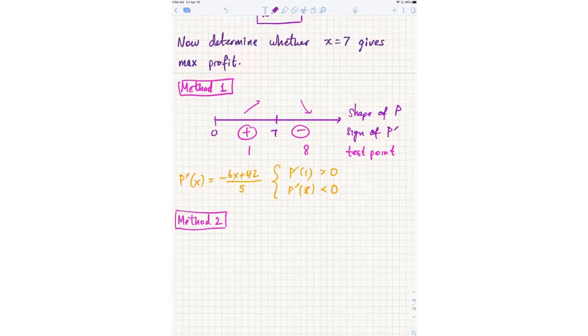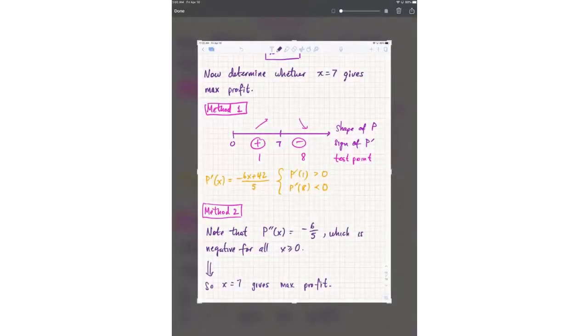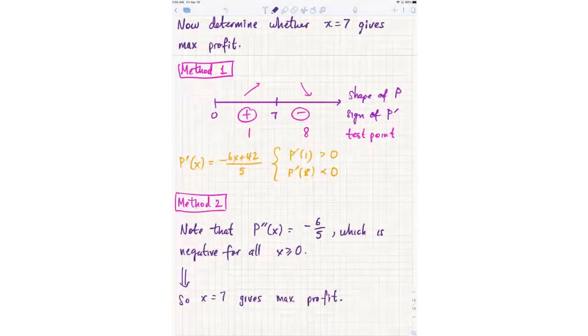So here's my first derivative. So my second derivative, note that P double prime of x is just negative 6 over 5, which is negative for all x greater than or equal to 0. So either of these two methods, we can conclude x equals 7 gives max profit. They both give the same conclusion. Here I get a local maximum, and since it's the only critical number, I get a global maximum. And over here, the function is concave down for all x because the second derivative is negative, so I must have a maximum. So either of these two methods gives the same conclusion: x equals 7 gives the maximum profit.